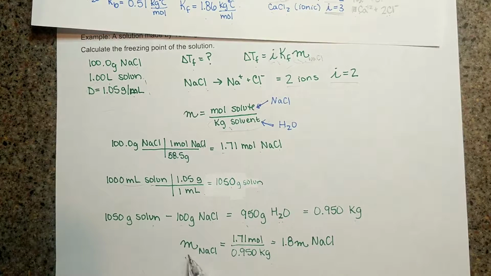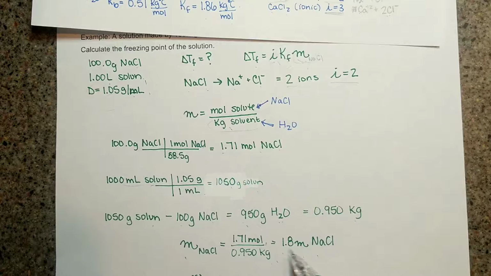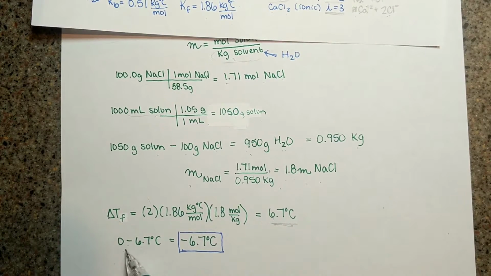Plugging in to find molality, I take my moles of sodium chloride divided by my kilograms of water, and I get 1.8 molal for my sodium chloride. Now I have all my parts, my i, my Kf, and my m, to then plug in for my equation. So my change in freezing point is equal to 2 times 1.86 times 1.8 molal, which is moles per kilogram, and that gives me 6.7 degrees Celsius. I know that water freezes at 0 degrees Celsius, and I'm lowering the freezing point. So 0 minus 6.7 degrees Celsius gives me a new freezing point of negative 6.7 degrees Celsius.